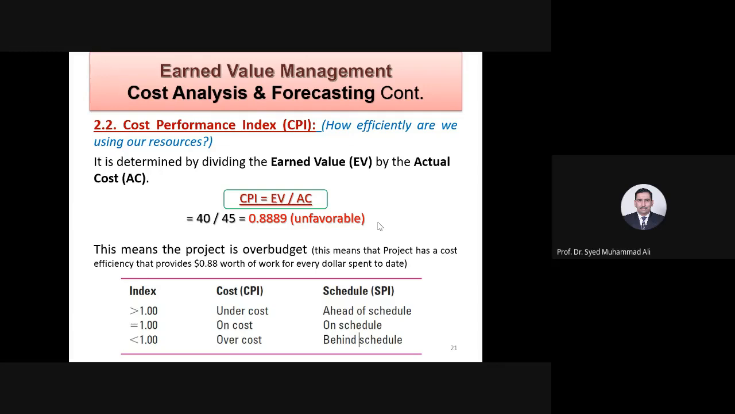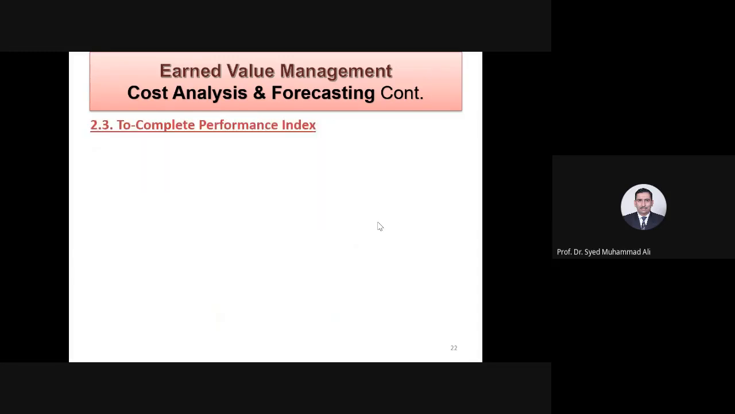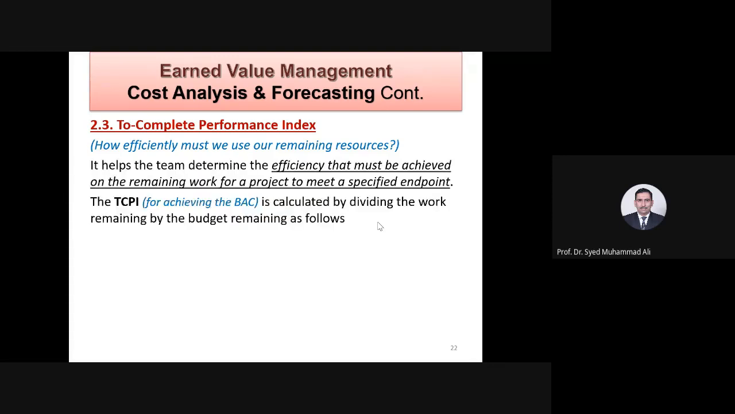This is CPI. And for SPI, it is ahead of schedule, on schedule, and behind schedule. So please remember the actual data you are going to use and put in these formulas. This is just a very quick dummy exercise to show how things are done. To complete performance index.